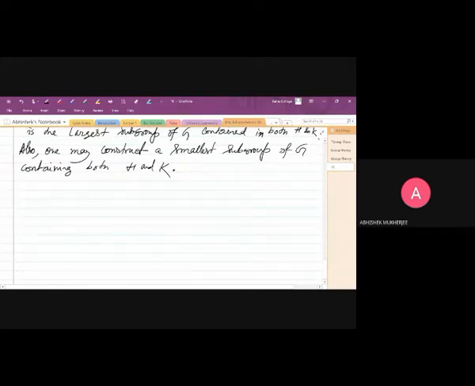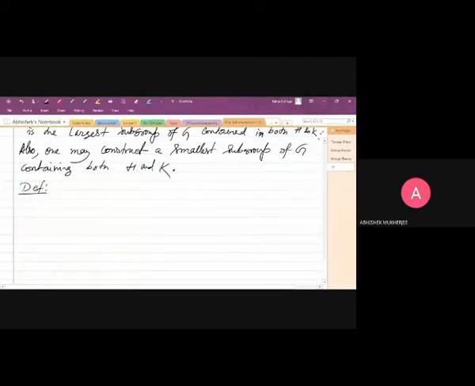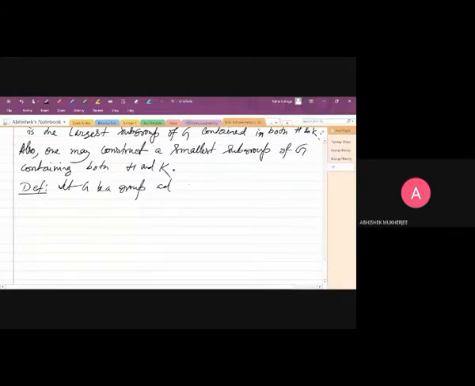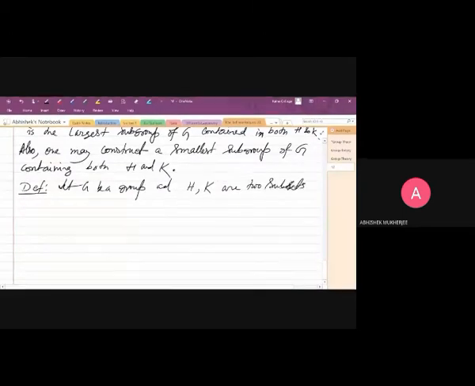Now I'd like to define two things. Let G be a group and suppose H, K are two subsets of the group.